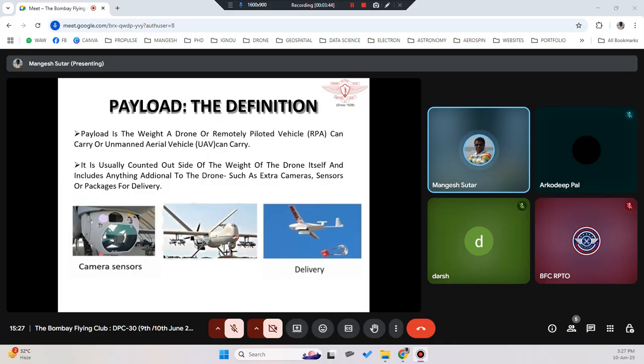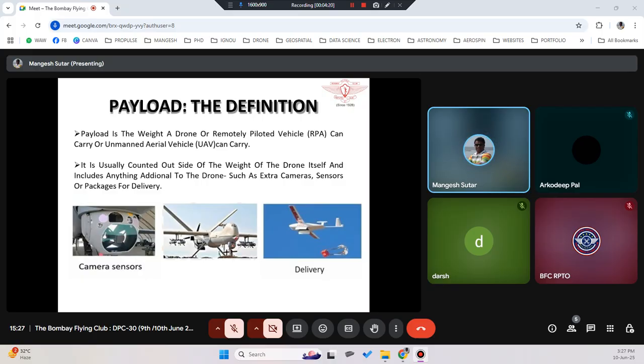It is usually counted outside of the weight of the drone itself, and includes anything additional to the drone, such as cameras, sensors, or package for delivery. Anything can be considered as a payload. Like as I told you, even in a drone taxi, the passengers who are not the pilots are treated as additional weight. They are like payloads. They are not considered as a pilot or humans who can manage the drone.